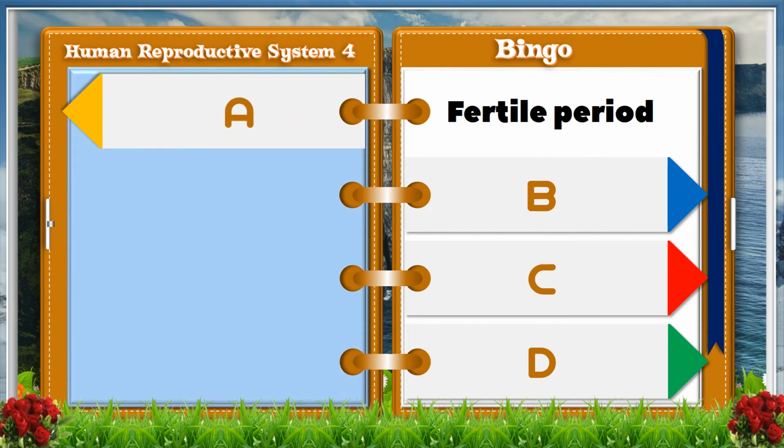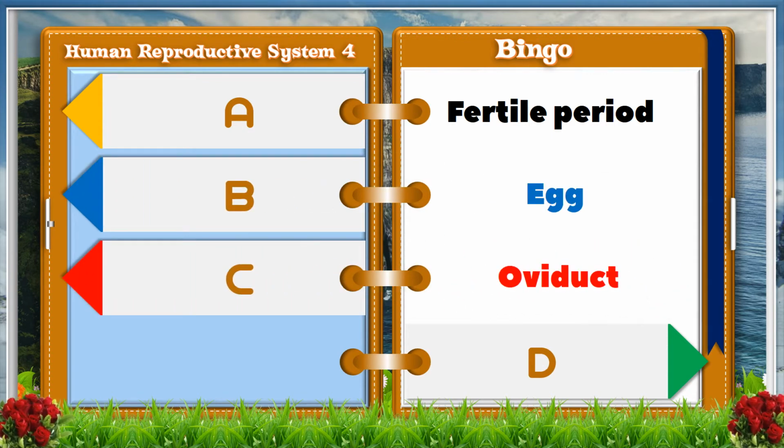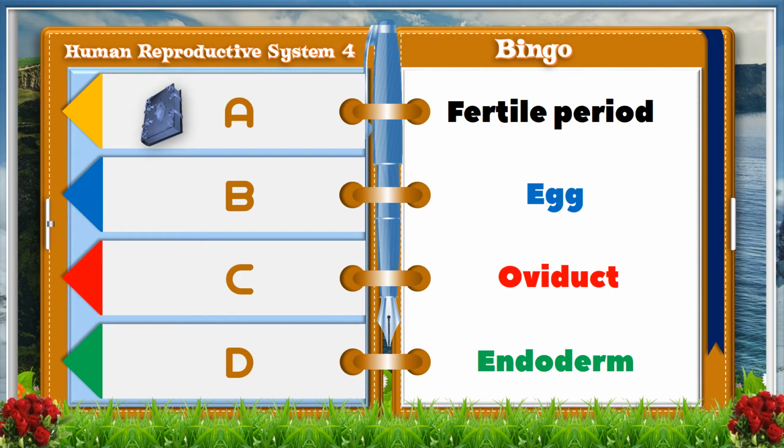A. Fertile period. B. Egg. C. Oviduct. D. Endoderm. And the answer is A. Fertile period.